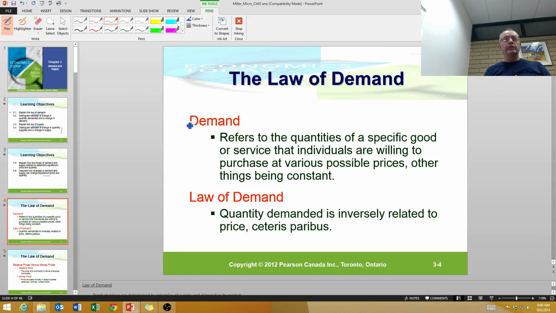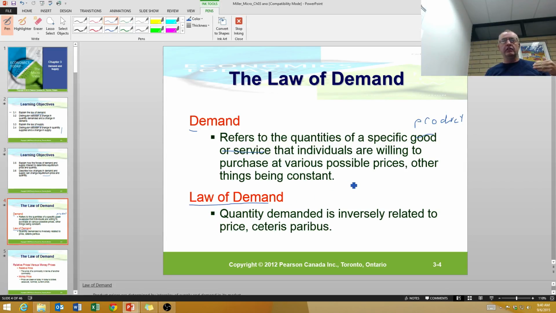Okay, so what is demand? So demand refers to the quantities of a particular product. I like the word product rather than goods and services myself, just because the word product is more general. But anyways, demand is the quantities of a particular product that people in the market are willing to pay for at different possible prices. So all other factors remain constant when we're looking at demand, and we simply vary the price to see what different quantities of the product the market demands. And that leads us to the so-called law of demand.